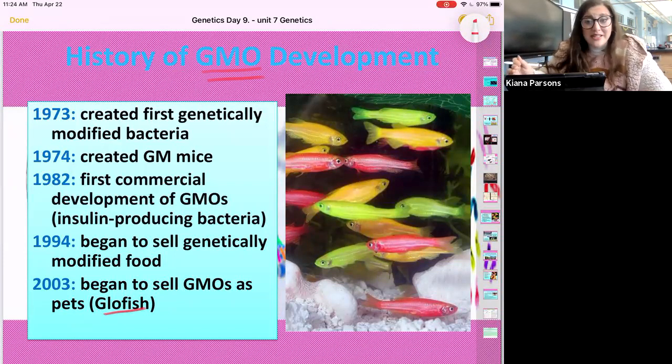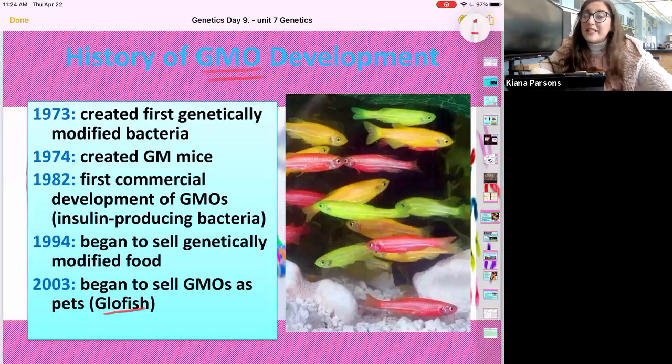And that is kind of messed up, I think, but I suppose they are fish. If anyone's seen Seaspiracy, we should be caring about fish feelings, I suppose, but just an interesting side note, not really useful for food. But in 1973, humans created the first genetically modified bacteria. And then by 1974, humans created genetically modified mice. And it's actually those genetically modified mice that are used in most experiments that involve mouse subjects.